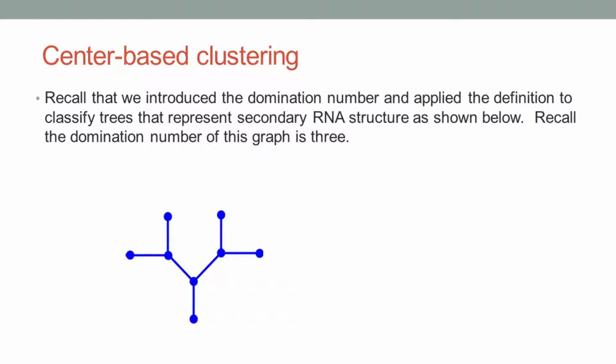The other type of clustering is center-based clustering rather than clique-based clustering. So let's look at this tree structure that we looked at before when we used it to model secondary RNA structure. In that lesson, we learned the domination number. So let's recall what the domination number is. The domination number is the cardinality of a minimum dominating set, where a dominating set is a set of vertices so that every vertex is adjacent to at least one vertex in the dominating set.